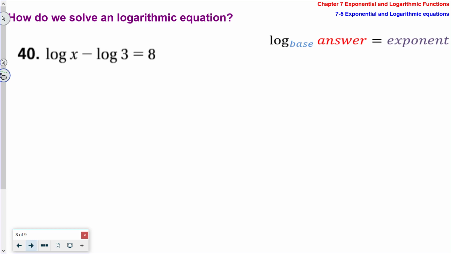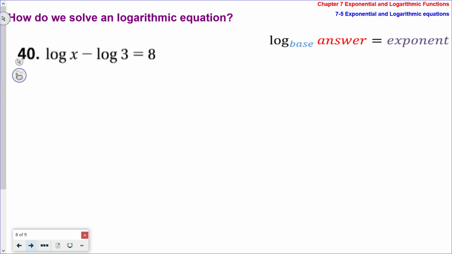So one thing I want you all to see in this example is what makes a logarithmic equation: the variable is connected to a log. Just like an exponential equation, the variable is an exponent. You follow? In a logarithmic equation, the variable is connected to a log.